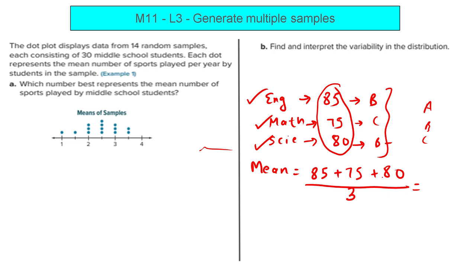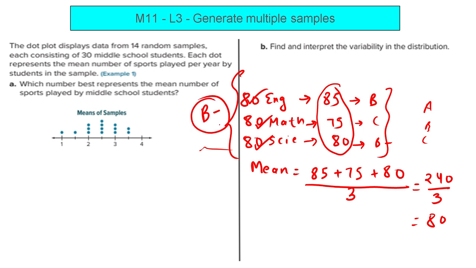Okay, this will be 240 over 3. 240 over 3 means 80. It means if I take all these marks and divide them equally in all the subjects, it will become 80, 80 and 80. Now what does 80, 80, 80 mean? It is B minus, correct? Yani his overall score in the exam is what? B minus. This is the mean. This is the average. Okay, I hope you understood the mean.